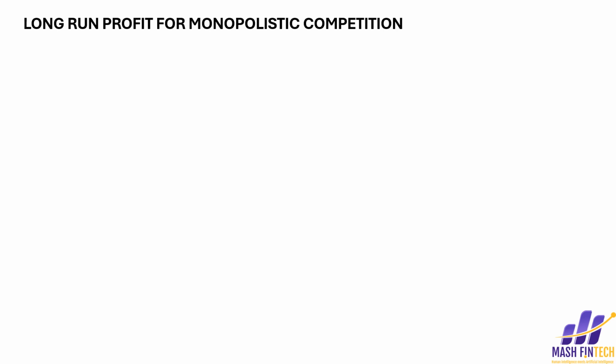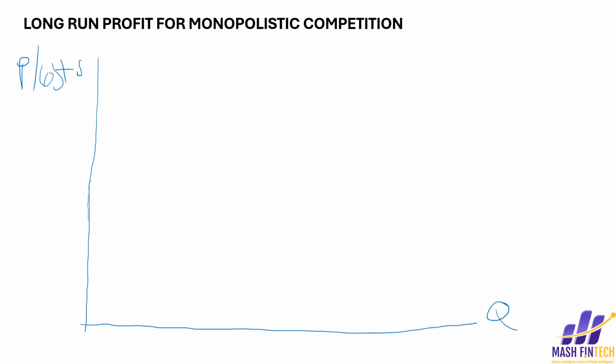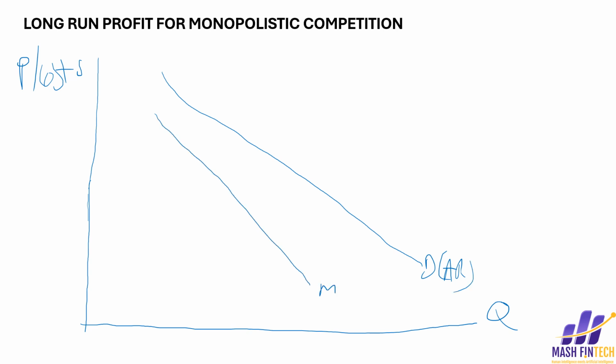So for monopolistic competition, I usually draw both of them on the same graph, but the graph looks a bit crowded. Let me do that, and you guys will try to split them. Let me put the price and cost here. And then the quantity here. Let's put the demand here, which is average revenue. The marginal revenue is here. Okay. Average total cost here.